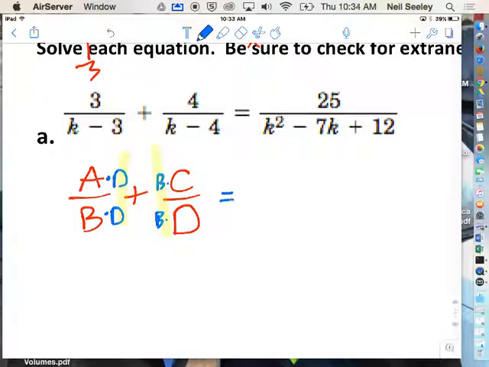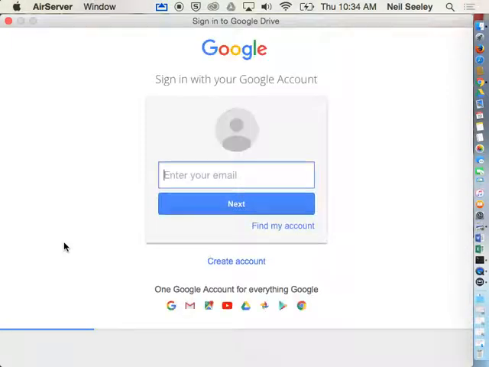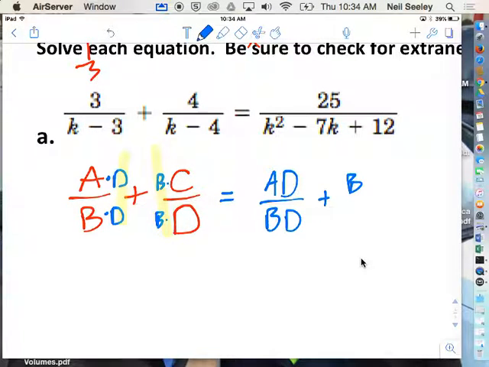So all right, here you go. So you've got AD. And on the bottom we've got BD. This is the left one. Hope you're hanging in there with me. And then BC over BD. Done. Okay.